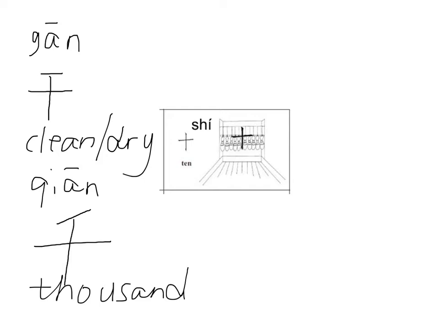Okay, the third character, instead of putting something on the top, we put something on the left. Let's see. It's a standing person. So we put a 十. It means 仟. 仟. What does it mean?